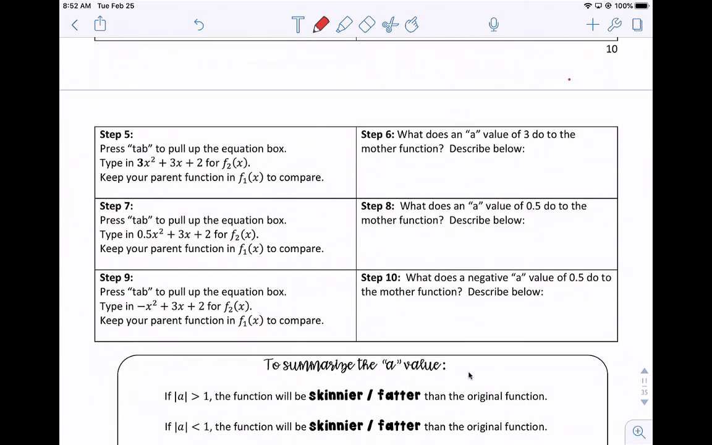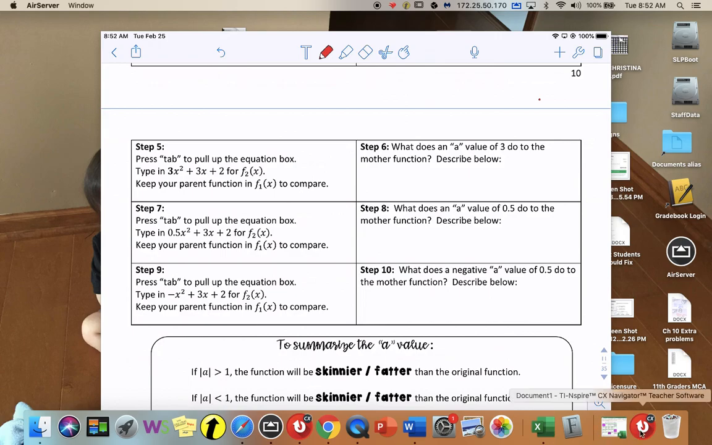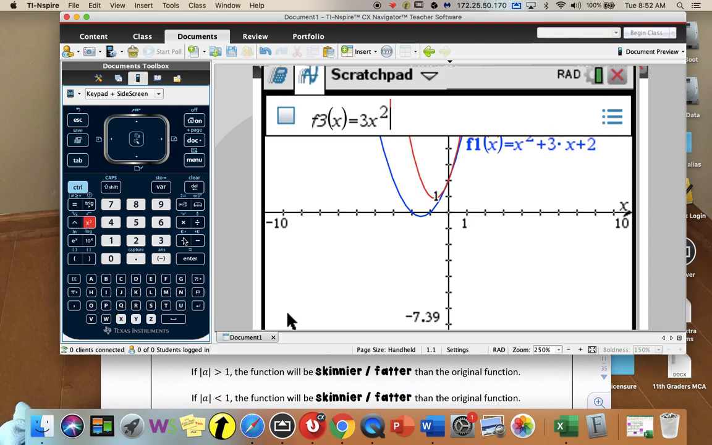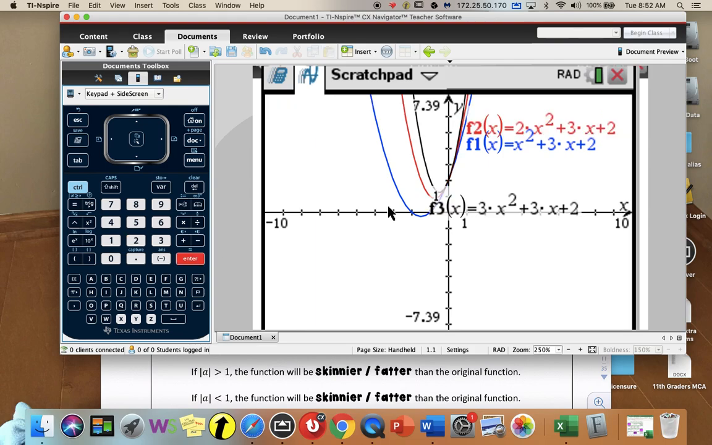What if we put a 3 in there? What does the value of the 3 do? So again, hit tab. We'll put the 3x squared plus the 3x plus the 2. And again, it got even skinnier. It's still U-shaped up and so on.